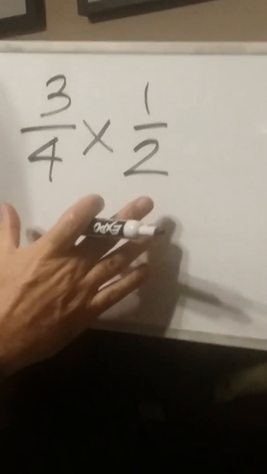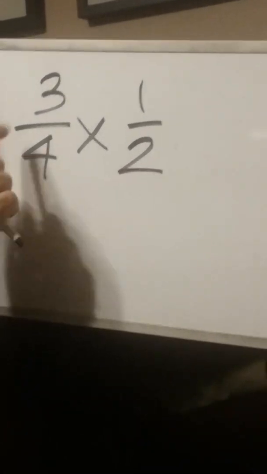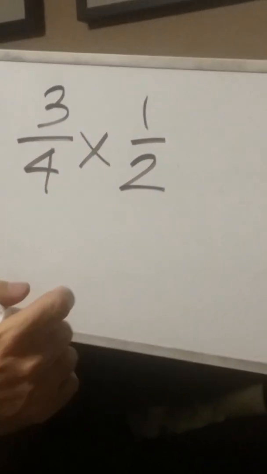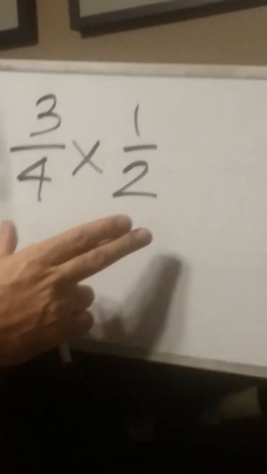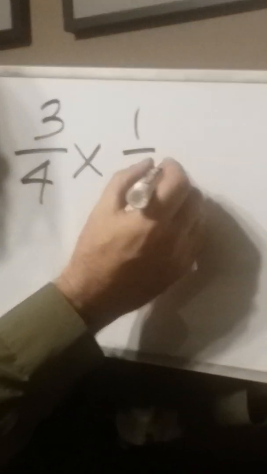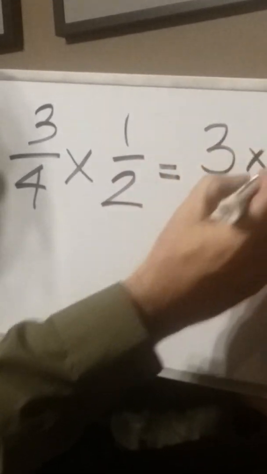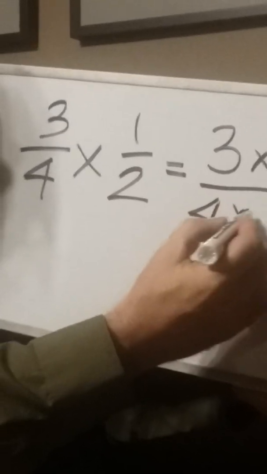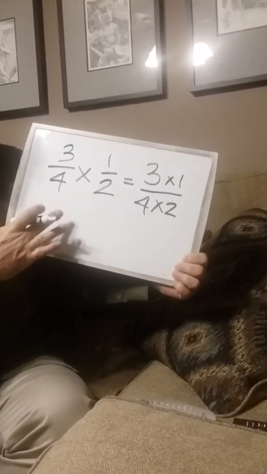So one thing I'm going to do when I have this problem, I'm going to take this expression and rewrite it. So instead of having 3 divided by 4 times 1 divided by 2, what I'm actually going to do is put these two denominators together and these two numerators together and rewrite it in this way. So we're going to have this equal to 3 times 1 all over 4 times 2. Now we haven't actually changed the problem, we've just changed how it looks.